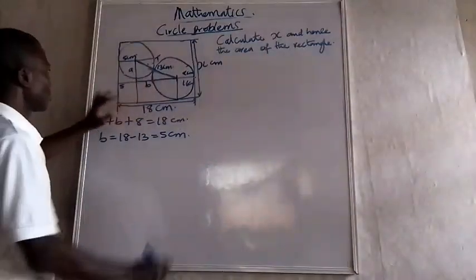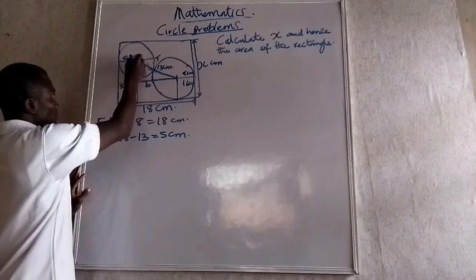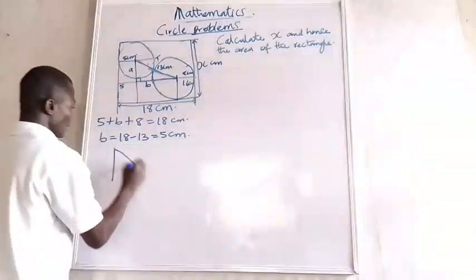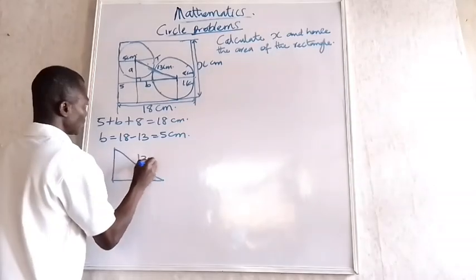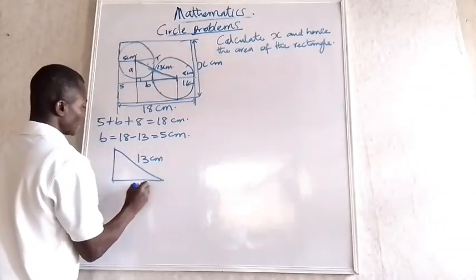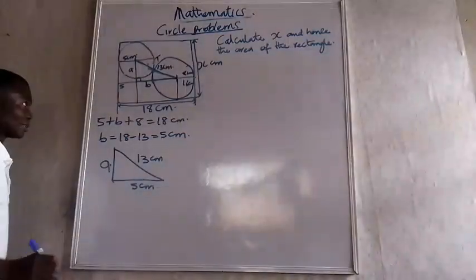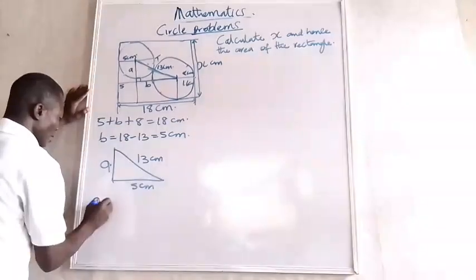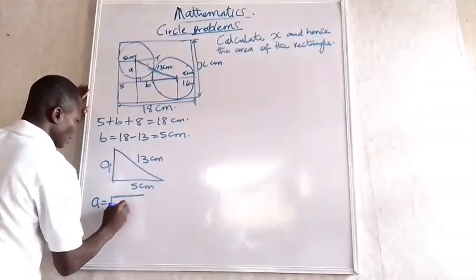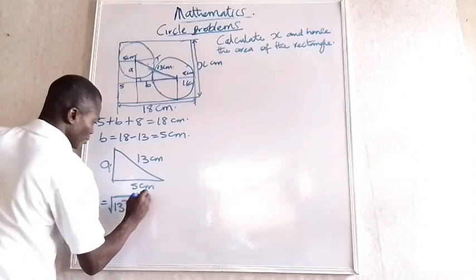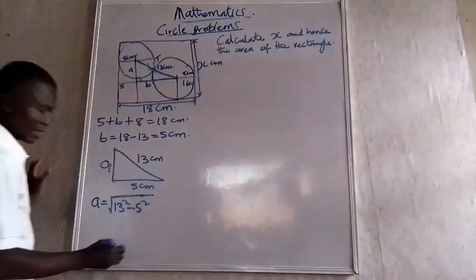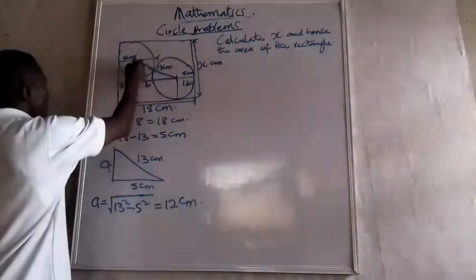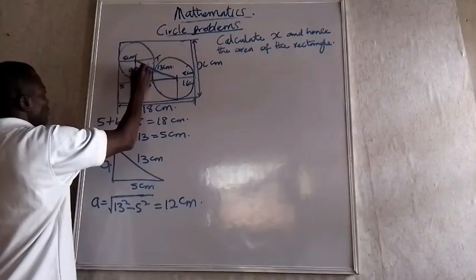So we have a right angle triangle here. You can see this place, this place. So from here you can say this place is 13. This place is 5 centimeters. So A, let's calculate A. A will be square root of 13 square minus 5 square, using Pythagoras theorem. And this will give us 12 centimeters. So we know this place will be 12 centimeters now.